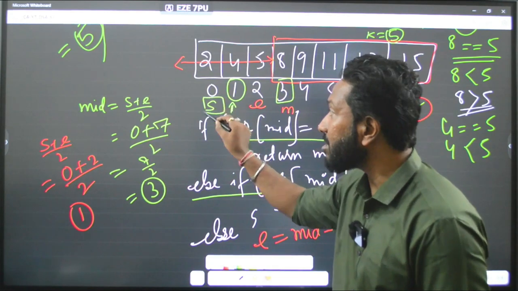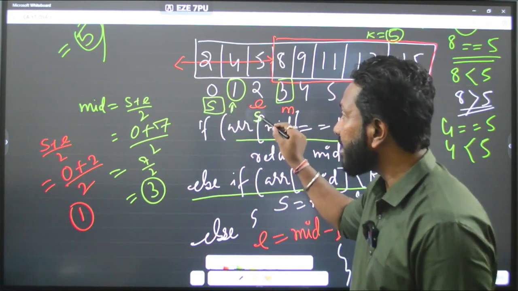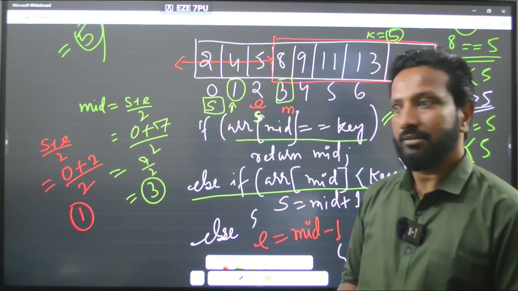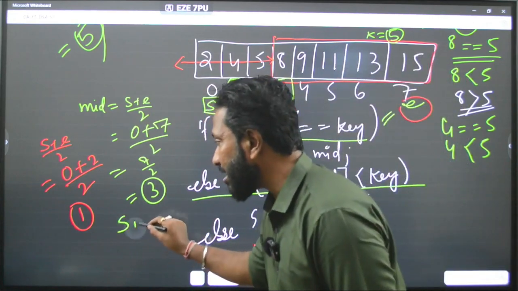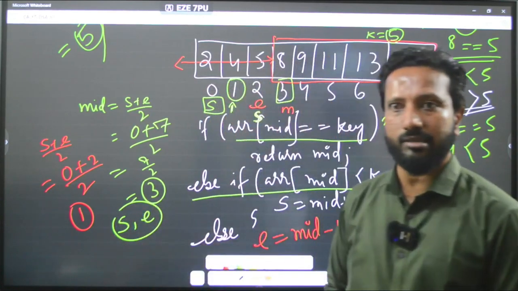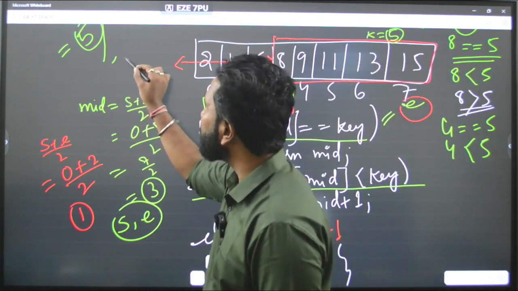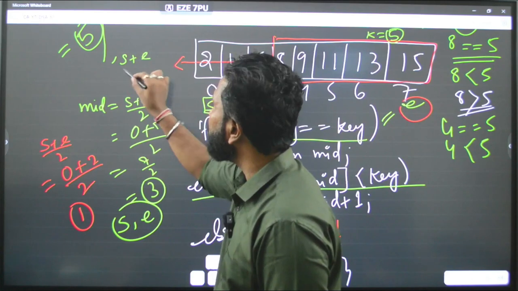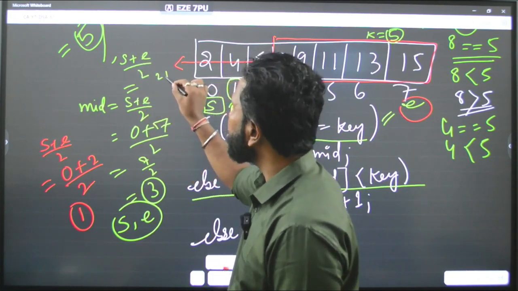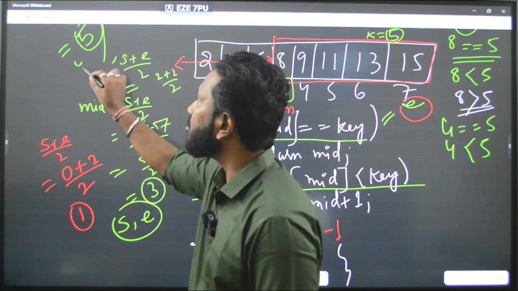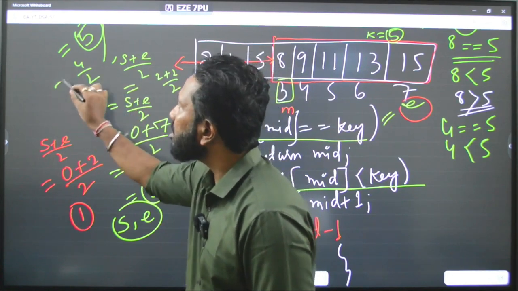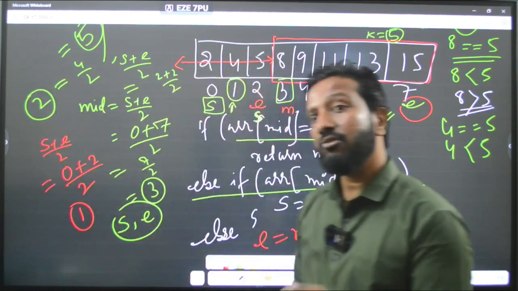Now see this. Start and end are coinciding at the same point. Start is 2, end is 2. So start plus n by 2: 2 plus 2 by 2. This is 4 by 2. This becomes 2. The new mid is 2.